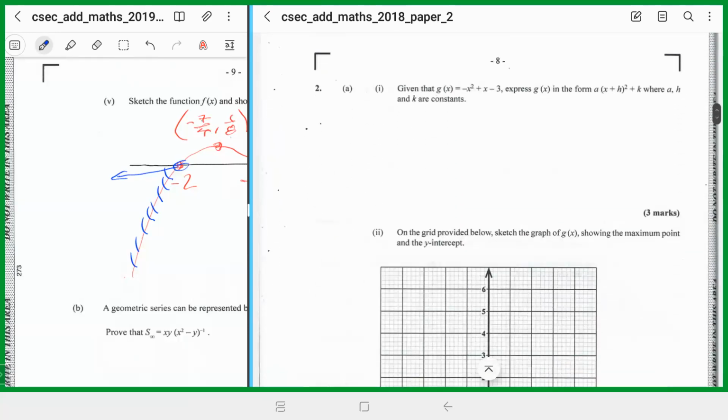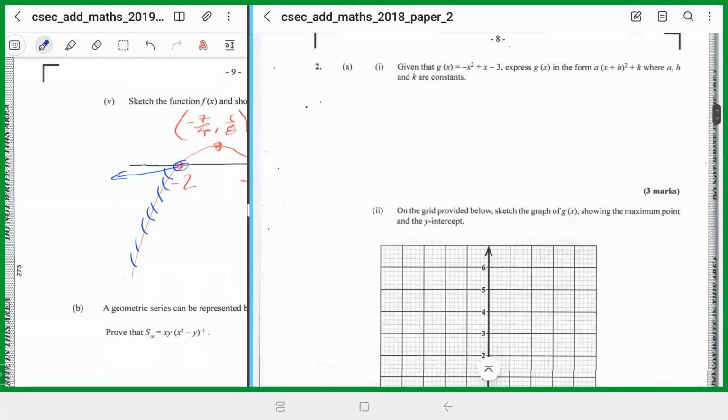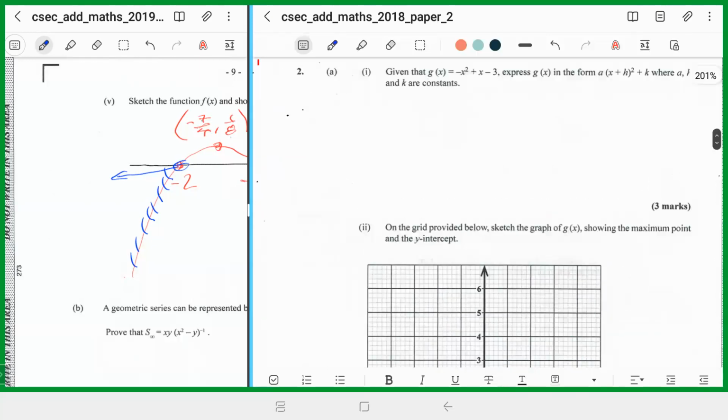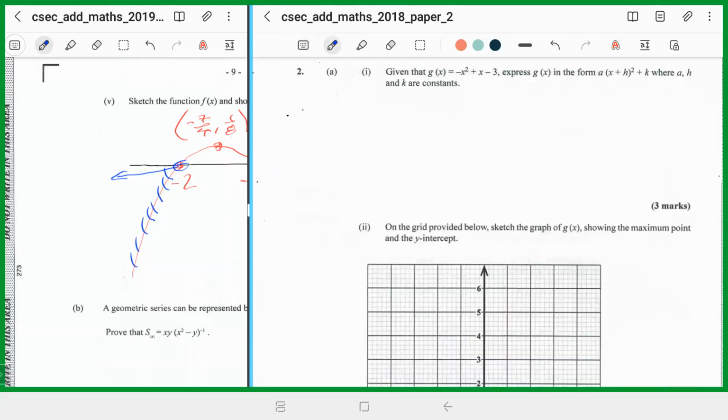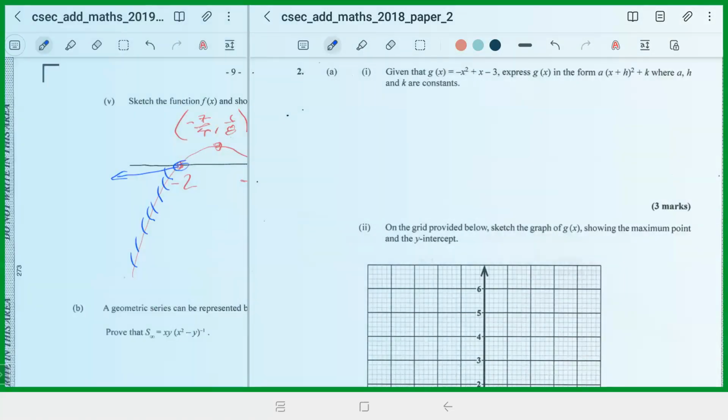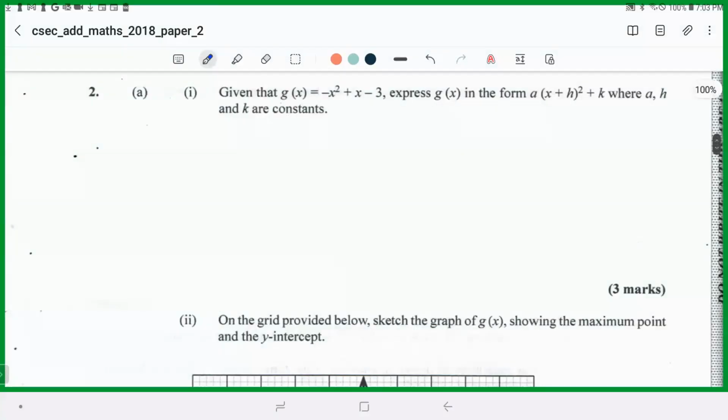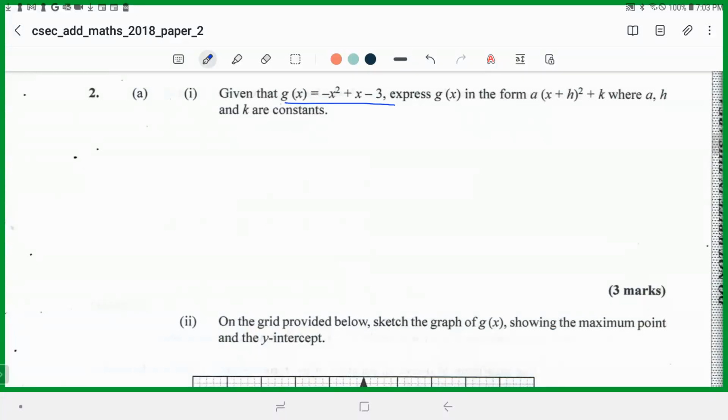It's another one here. All right, let's do this one. They give us this function, and I want us to complete the square. Know that this is a negative x squared. You're going to factorize a negative 1 in this case.